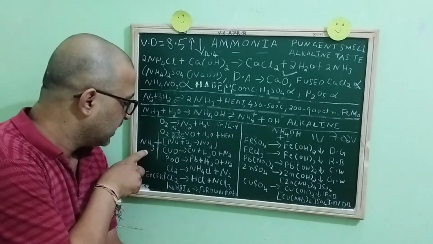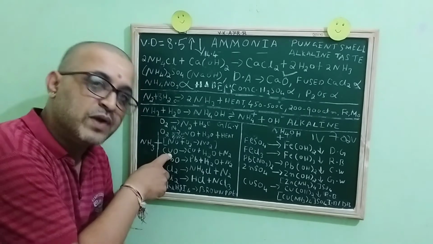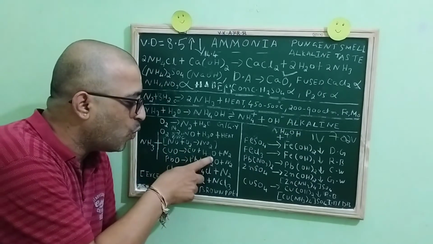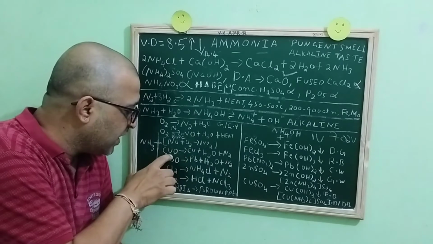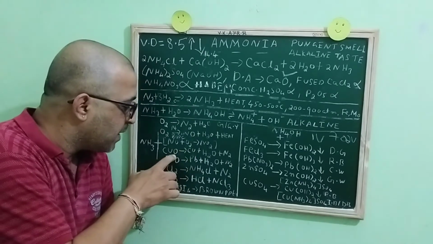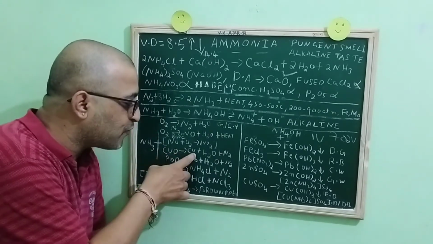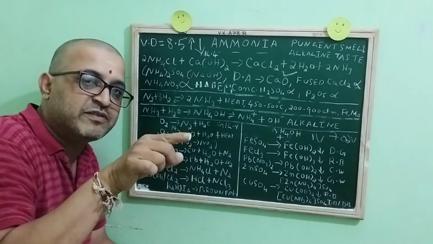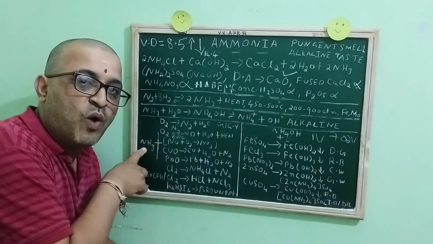Very simple. React ammonia with copper oxide. When you react ammonia with copper oxide, you will get the products copper, water and nitrogen. In this reaction, copper oxide is converted to copper by the removal of oxygen. Removal of oxygen is called reduction. Who is responsible for this reduction? You're right, ammonia.